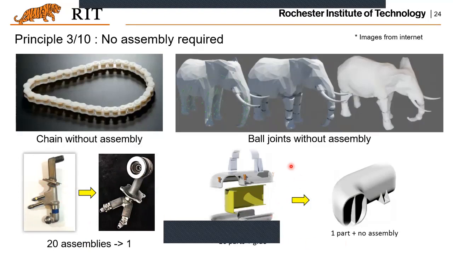And similarly for this one, if you are looking at the old design using the old manufacturing process, it has 16 parts, and you have to glue them together to have this part. But using 3D printing, there's only one part and no assembly required. It saves time as well as improves its performance again, right? That's another benefit for additive.